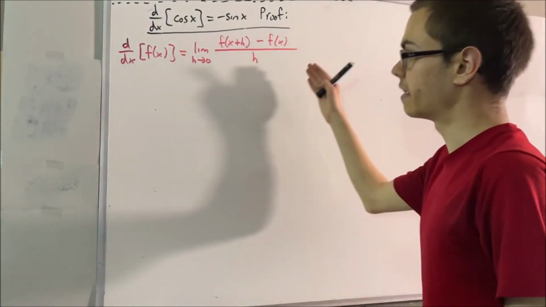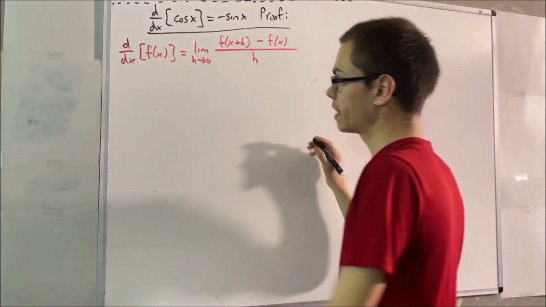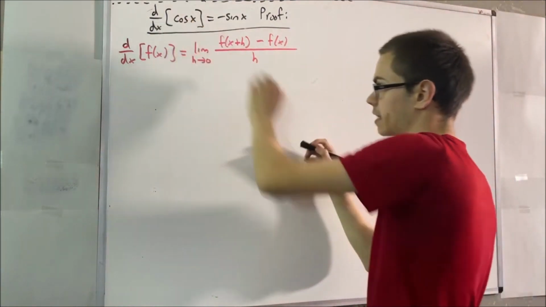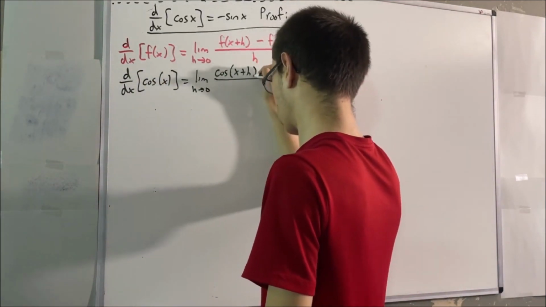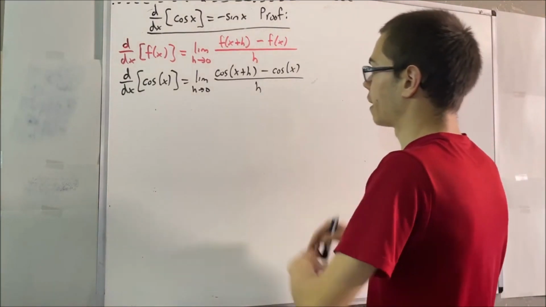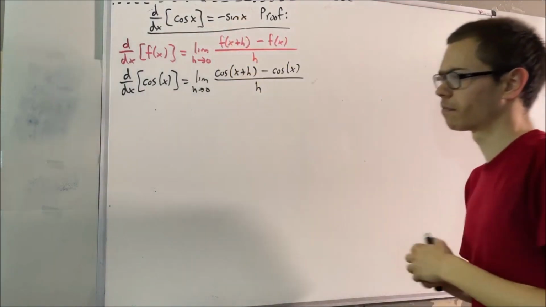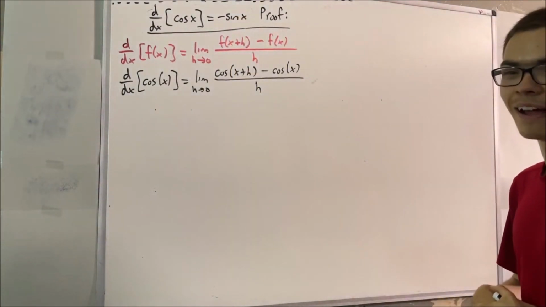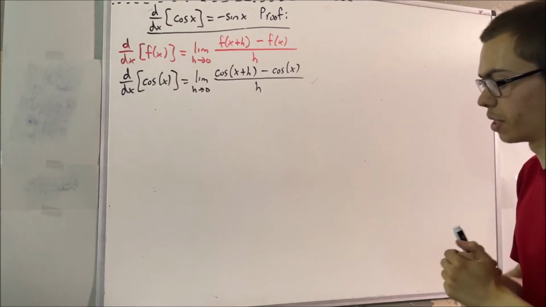So this is the definition of a derivative as a limit. And so what we're going to do is replace our function with cosine x. Essentially, we need to prove that the answer to this limit is equal to negative sine x. So then, how do we even start? Well, we sort of just have to play around with it.